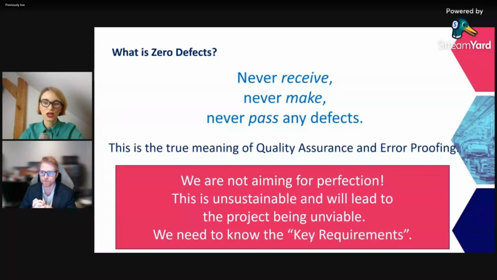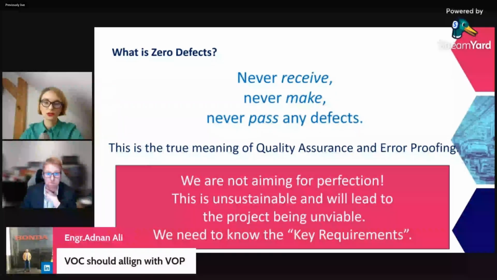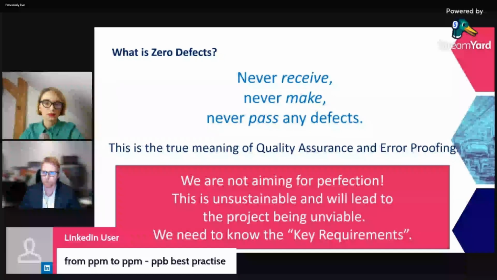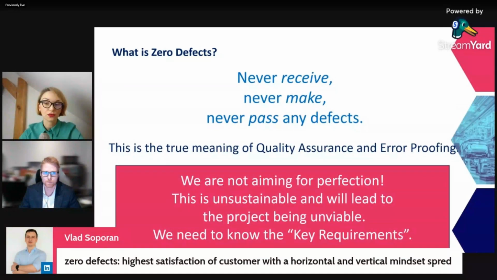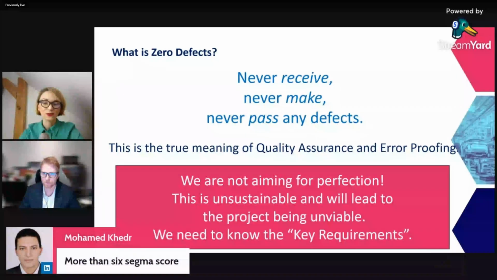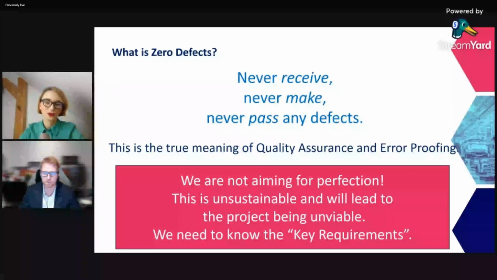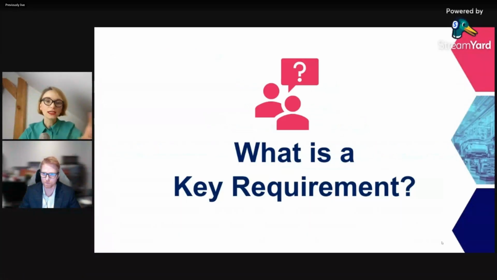Okay, I also see in the chat some other comments, because they are still coming. Voice of customer should align with VOP. What else? From PPM to PM and zero defects here. Also a nice comment. High satisfaction of customer with a horizontal and vertical mindset spread. This is also nice. We have also Six Sigma here. Also good. And prevention over correction. That's always true. Okay, so what is the key requirement?